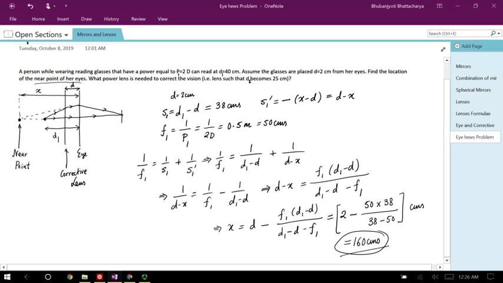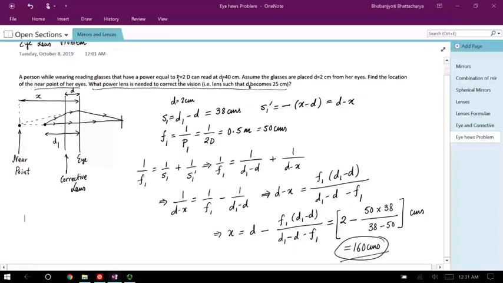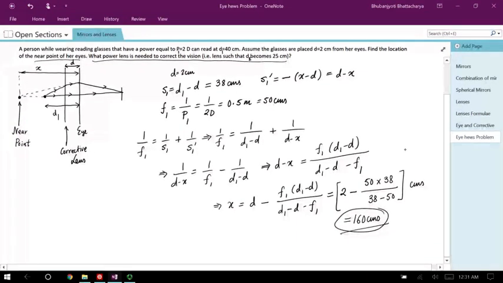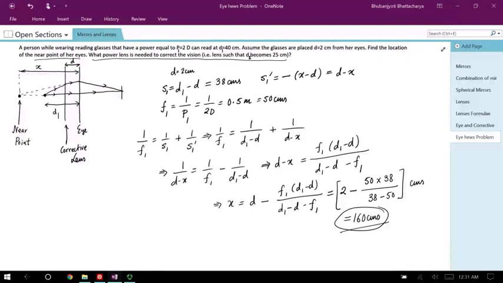For the uncorrected eyes. Now the second part of the question asks what power lens is needed to correct the vision. For this part, we now know the object and image distances. We just have to figure out the focal length. So how do we do that? Again, this time we'll call it s2. So s2 is equal to d2 minus d. In this case, d2 is 25 centimeters. So 25 minus d, which is still 2 centimeters, so this is 23 centimeters.